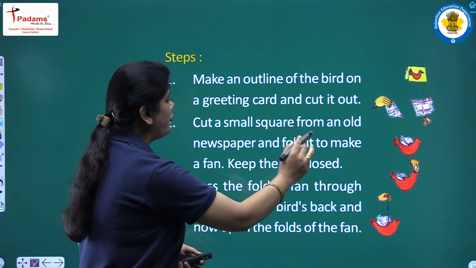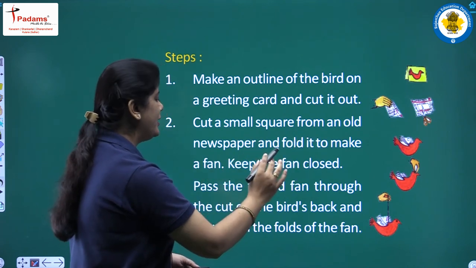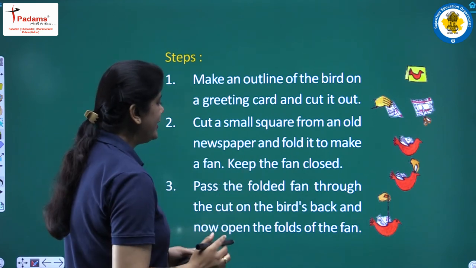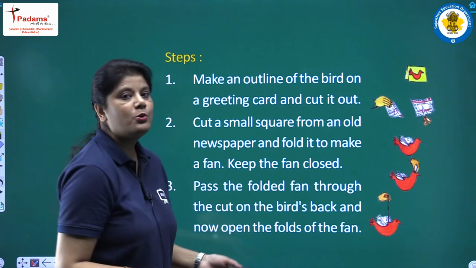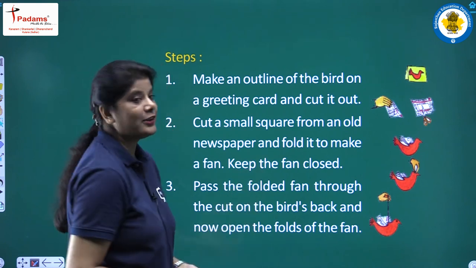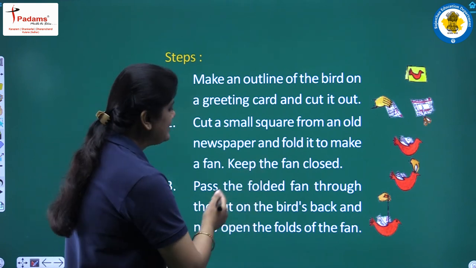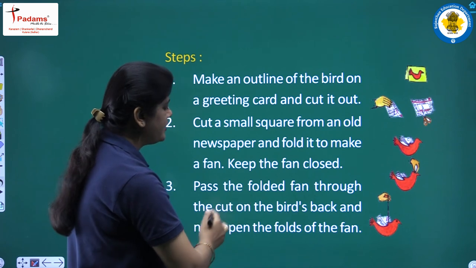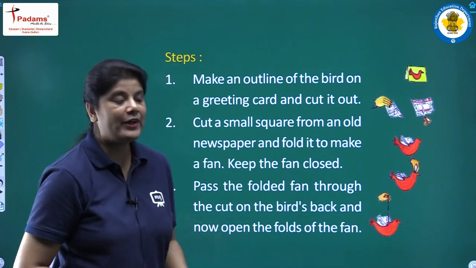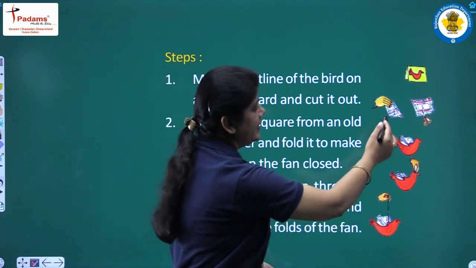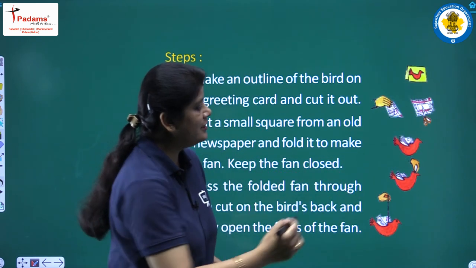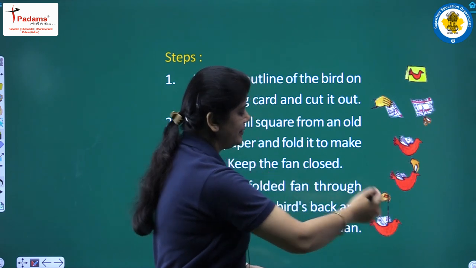Cut a small square from an old newspaper and fold it to make a fan. What will we do? We will cut a square from the old newspaper and fold it to make a fan. Keep the fan closed. Pass the folded fan through the cut on the bird's back and now open the folds of the fan. What will we do? See, you will make it like this. Draw the picture like this, then make this paper fan, and attach it on top of this.